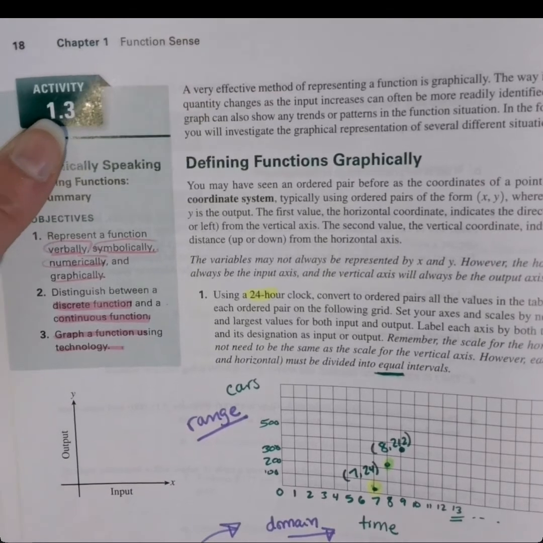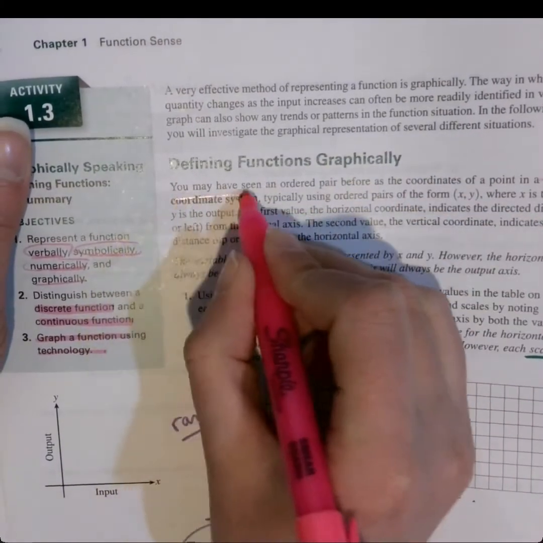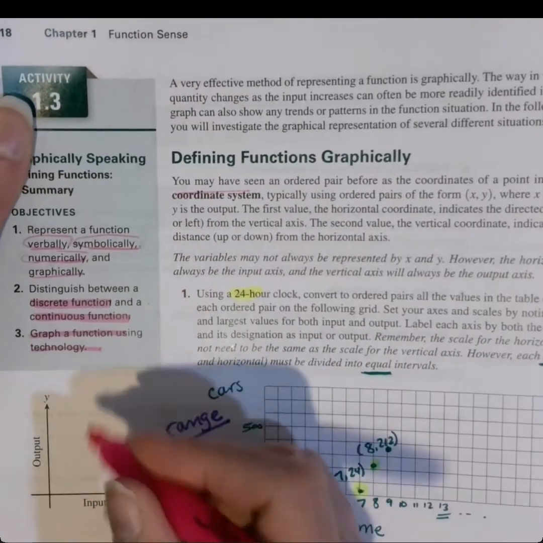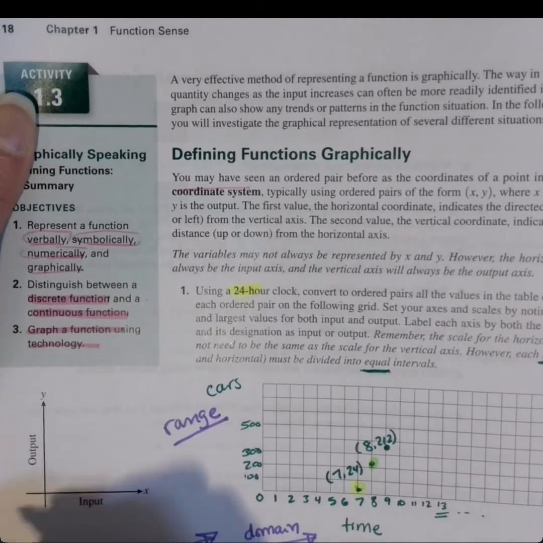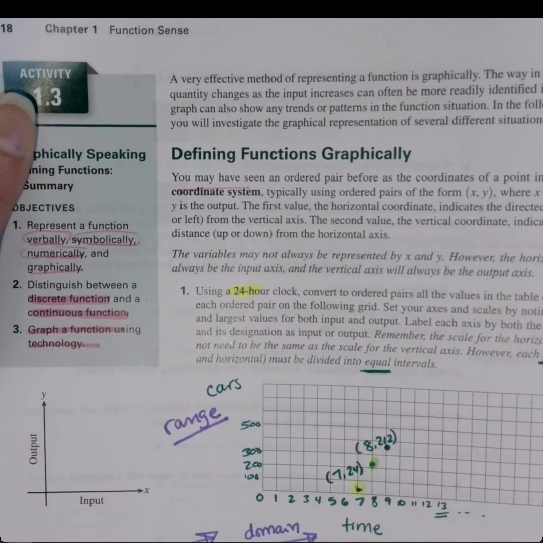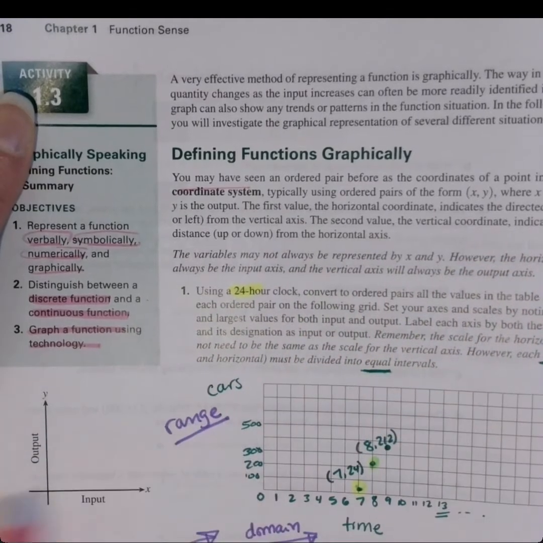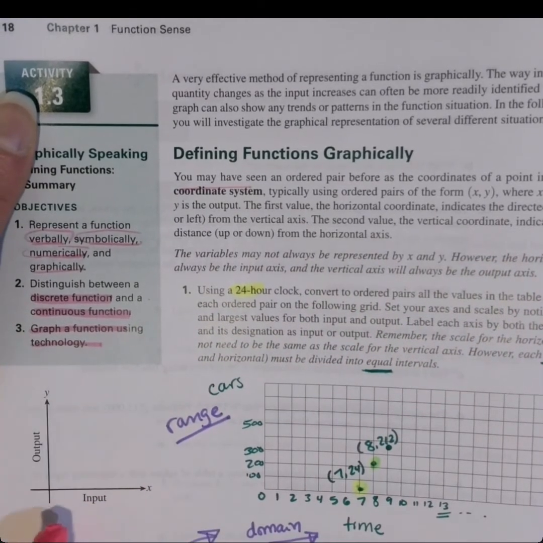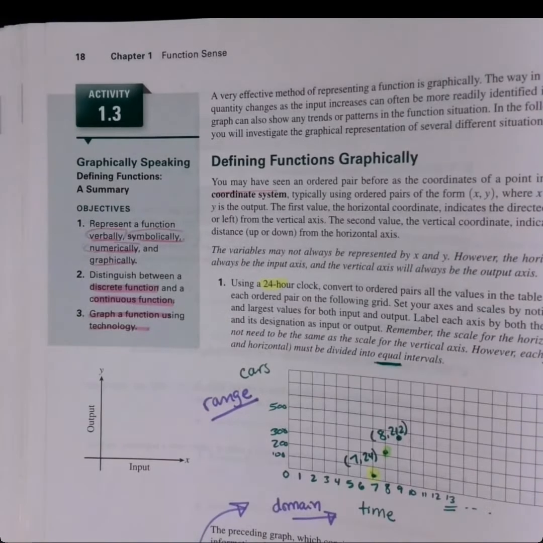So when we graph, we're going to be graphing these on a rectangular coordinate system. A rectangular coordinate system is a set of two axes, an x-axis for the input variable, a y-axis for the output variable. And we may not always use letters x and y, however, horizontal is always input and vertical is always output.